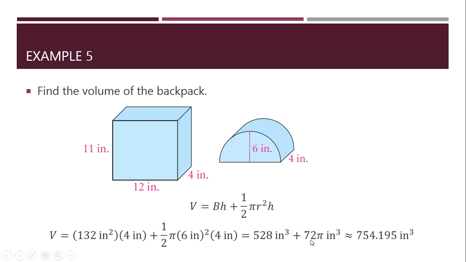They're not like terms. So I'm going to go ahead and grab a calculator and work out 72 times pi and then add it to my 528. And I get approximately 754.195 cubic inches. I get it. That problem was a little intense. And if you need to go back and go through it again, I totally understand.